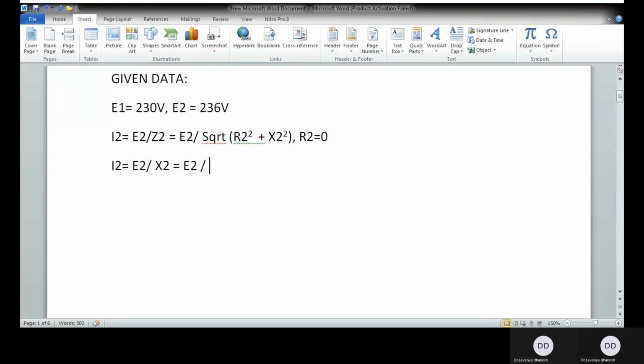So you will be getting the value omega into L2. L is the inductance value you will be having. So you will be substituting the value of omega L2. So what is actually omega value into, you will be writing it as L2.